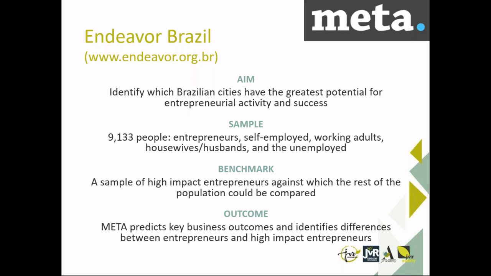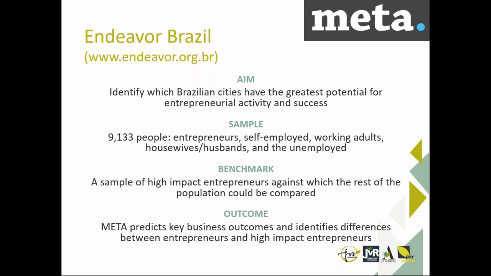against which the rest of the population in the sample could then be compared, but also the differences between the cities. Some of the main results: the data showed that entrepreneurs scoring higher on the Meta tend to have significantly higher incomes, create and operate more businesses, employ a larger number of employees, and have more profitable and faster growing businesses that seem to survive longer than those people who score lower on the Meta.